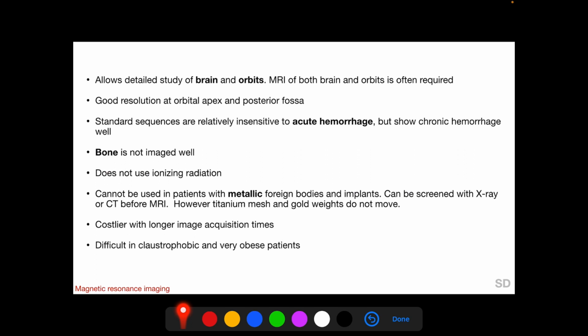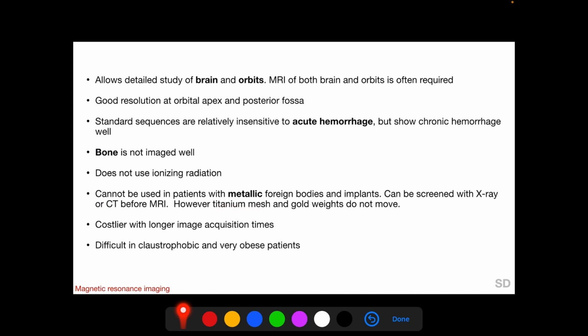MRI does not use ionizing radiation, but since it uses a strong magnetic field, it cannot be used in patients with metallic foreign bodies and implants. However, whether the patient has any metallic foreign body or implant can be screened with an X-ray or CT before actually doing the MRI.